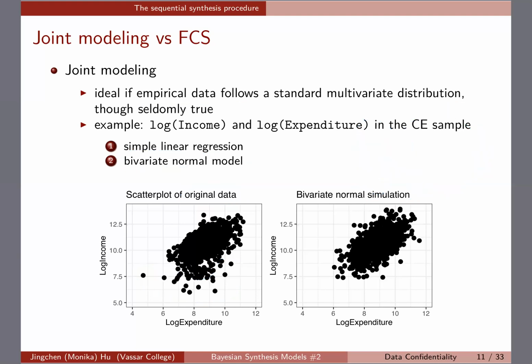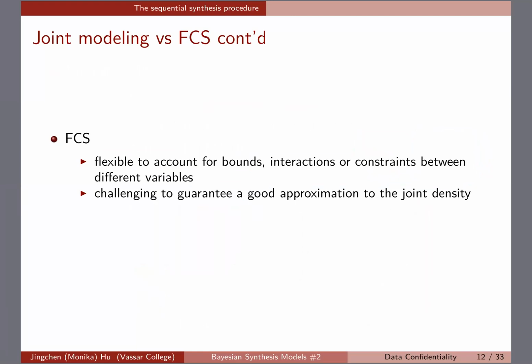All right, so the last one I'll mention before we break is again, FCS is not only flexible and easy to specify because you work with one variable at a time, it can also be flexible to account for certain restrictions that you have for that particular variable, so that can just factor into the model itself. Whereas jointly, it would be really challenging. But of course, you never know if the FCS approach can guarantee a good approximation to the joint. And actually, we never know what the joint is in the first place.